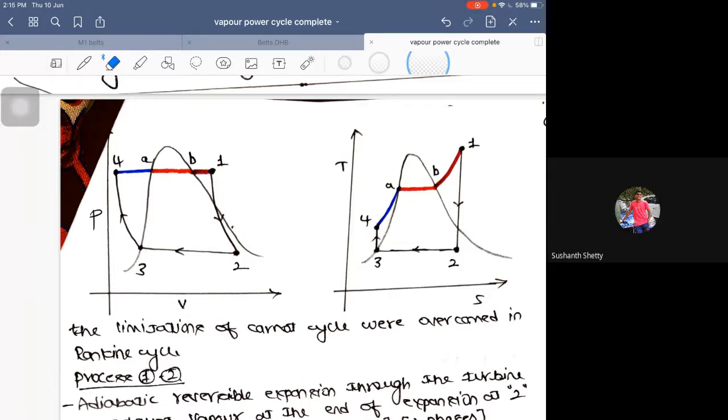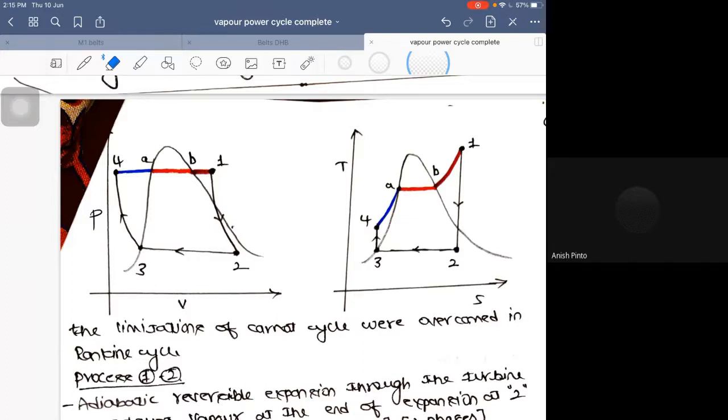Now, how do you calculate the work obtained by the turbine? H3 minus H4. No, H2 minus H1. Oi, H1 minus H2. Lucky, H1 minus H2, na? Why is it H1 minus H2? Work. Because work is initial minus final.